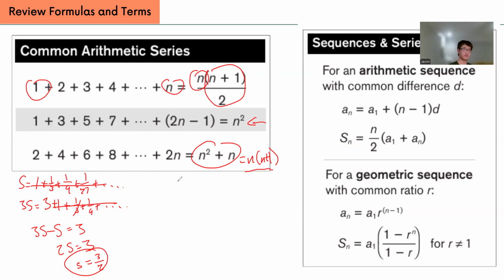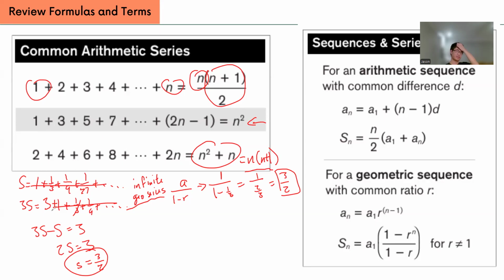Generally, I just use the formula, which is a over 1 minus r for an infinite geometric series, where a is the first term. In this case, it would be 1 over 1 minus the ratio, which is 1/3. So it's 1 over 2/3, which is 3 over 2. You get the same thing. So this is just the general formula, and you can derive it by doing something basically the same as this.